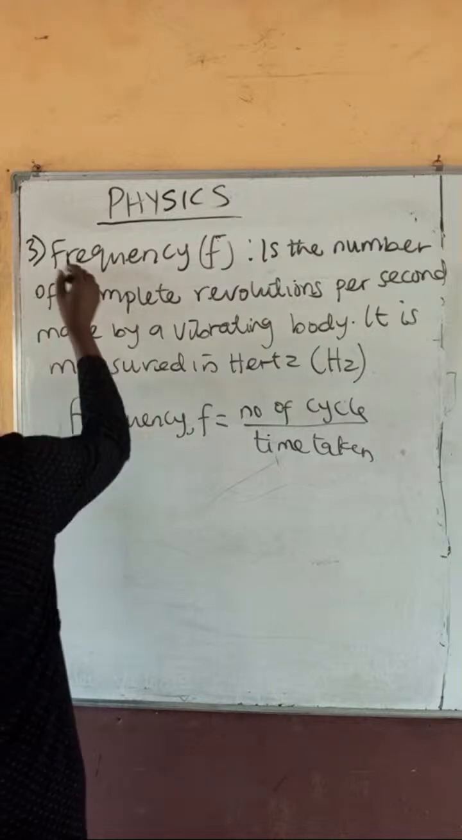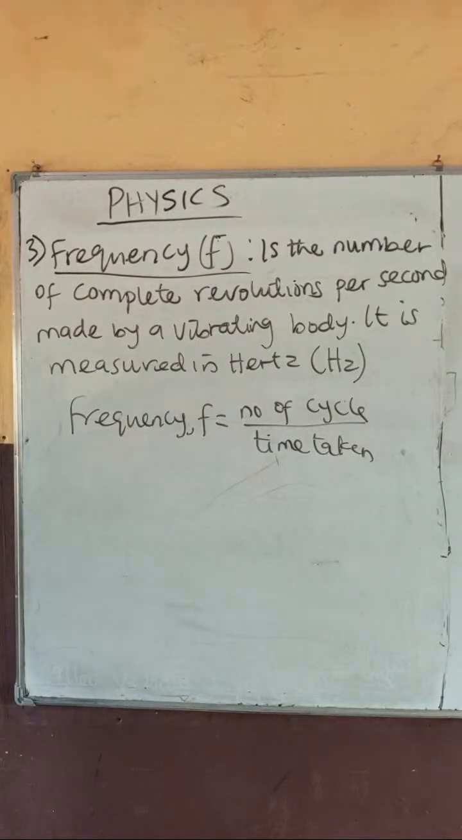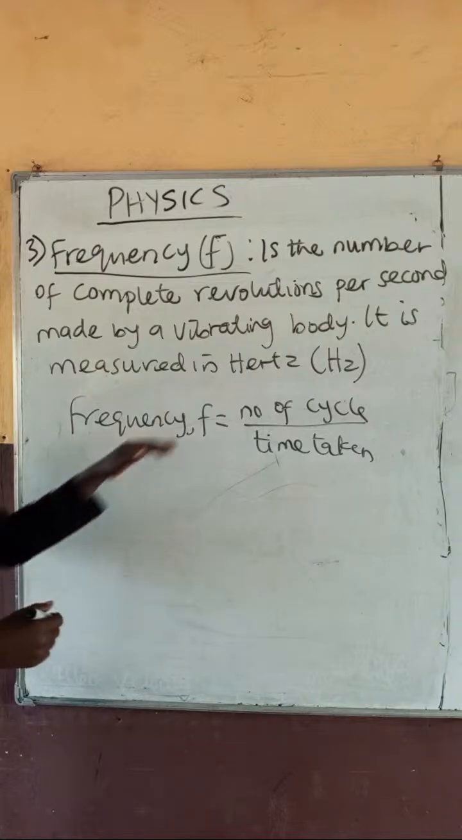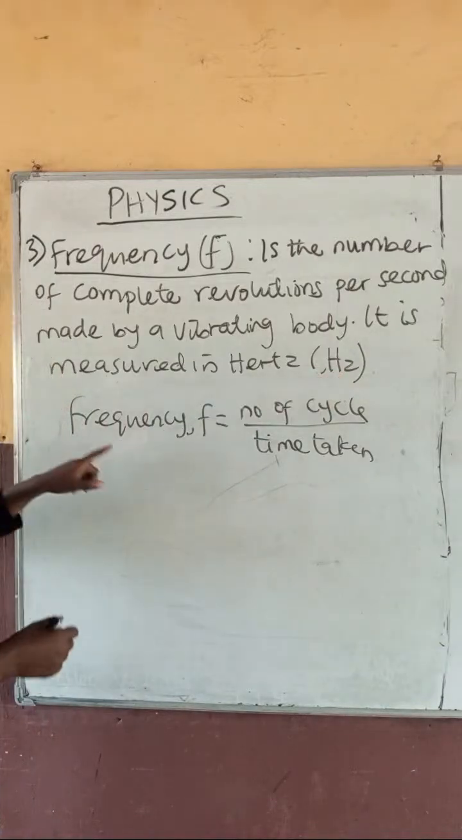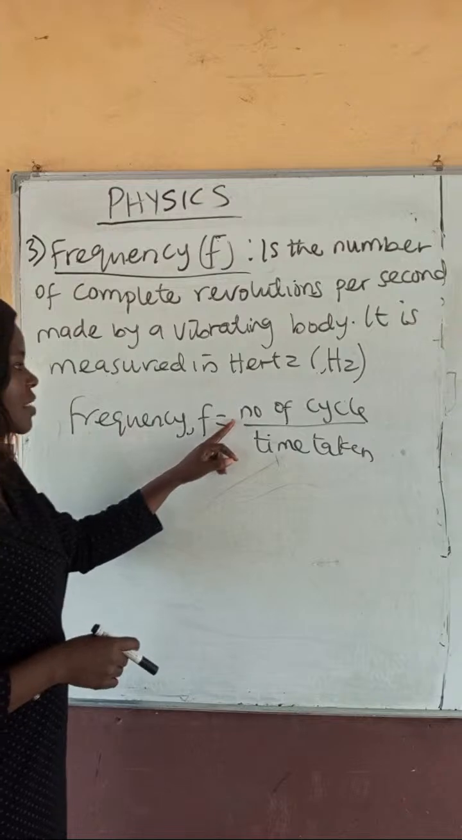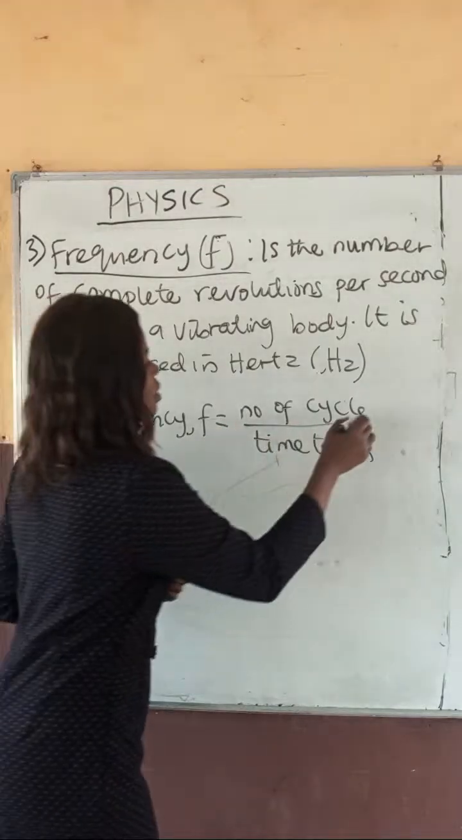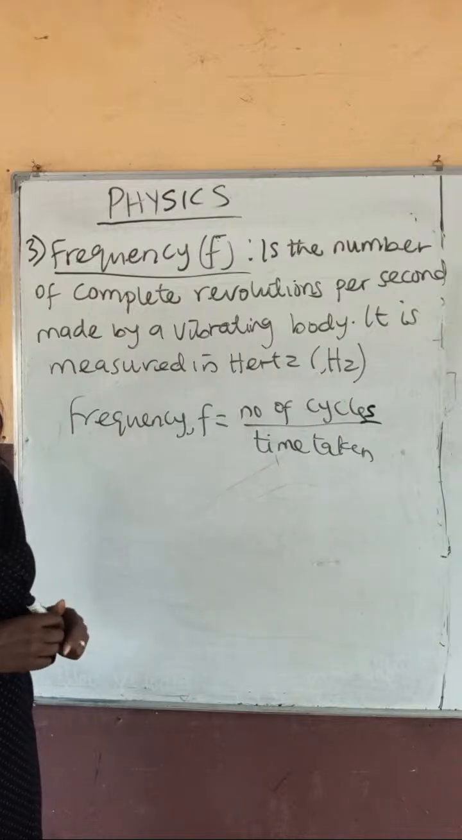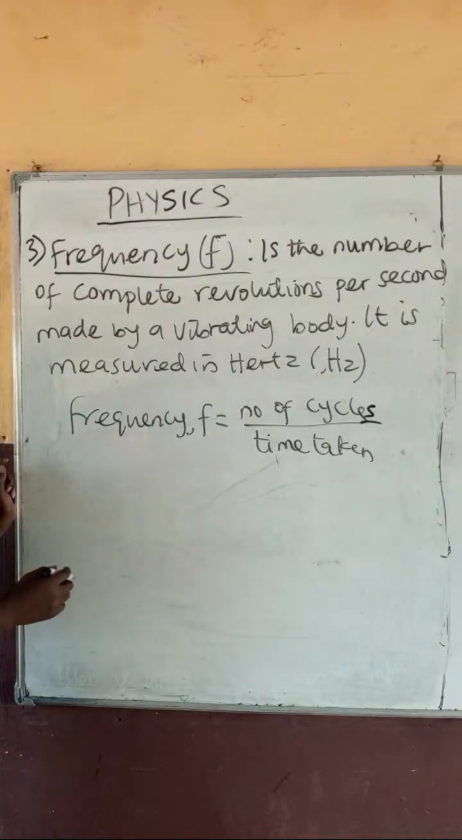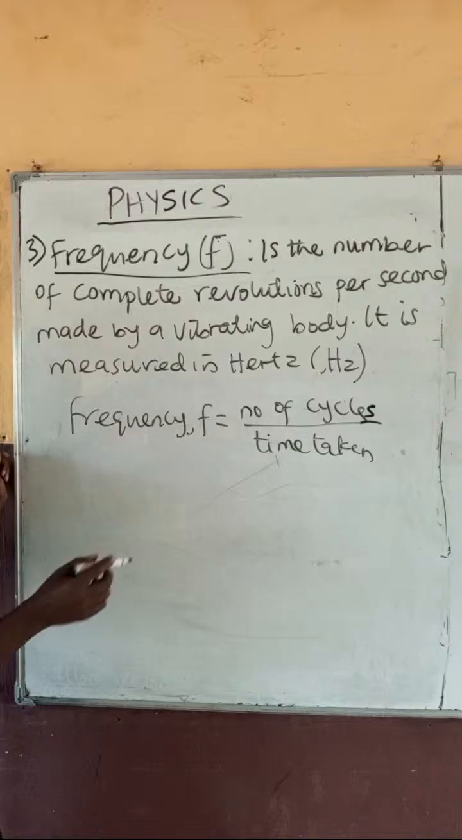Okay, let me explain. Frequency is the number of complete revolutions per second made by a vibrating body. It is measured in Hertz, that is Hz. Now, frequency F is equal to number of cycles divided by time taken. Now, I want to bring a relationship. Okay, before that, let me explain.